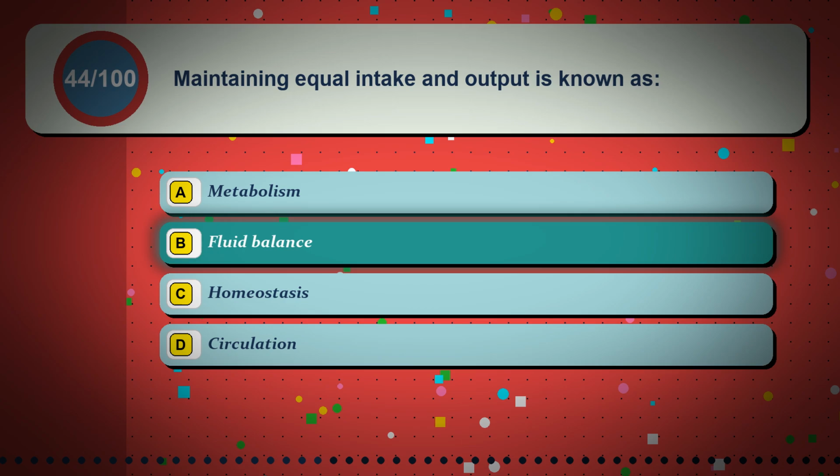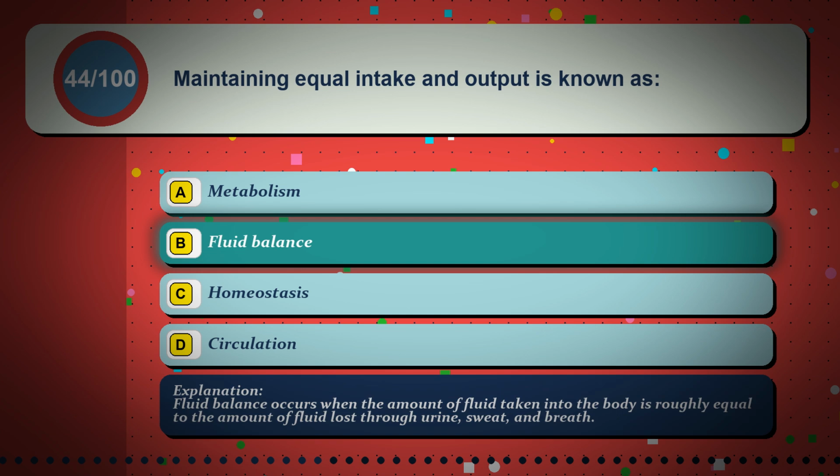The correct answer is option B, fluid balance. Fluid balance occurs when the amount of fluid taken into the body is roughly equal to the amount of fluid lost through urine, sweat, and breath.